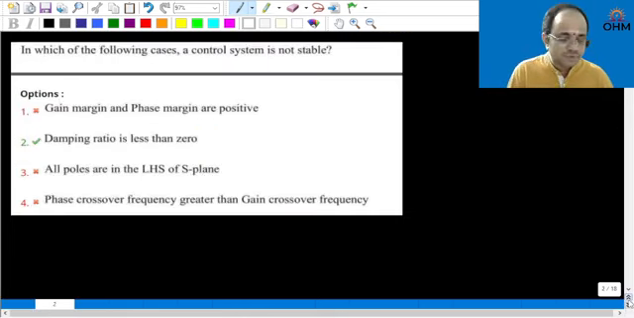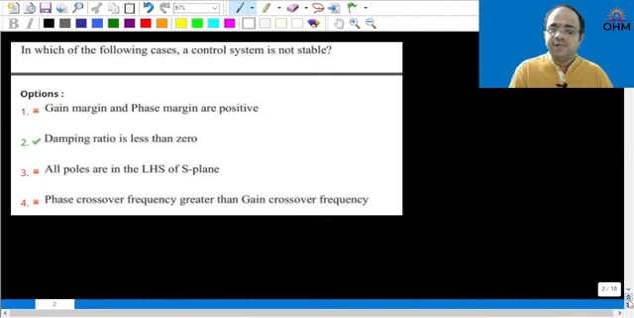Now let us move to the next question. In which of the following cases is a control system not stable? Gain margin and phase margin are positive. These two conditions are for a stable system. All poles are in the left hand side of the S plane, that is also for a stable system. Phase crossover frequency greater than gain crossover frequency, this is also for a stable system.